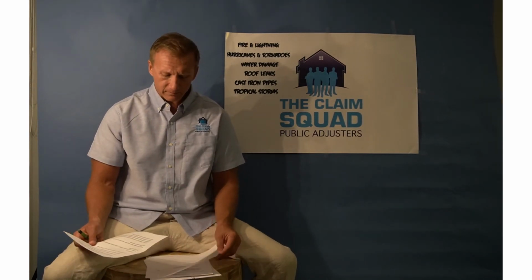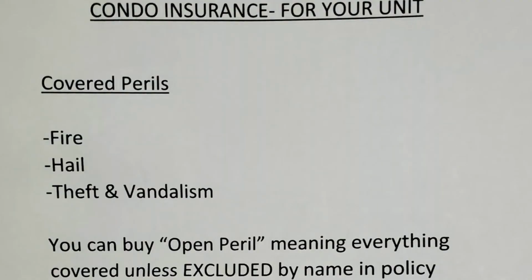Let me also put up the third part, which is we're going to talk about the covered perils. We talked about examples. Covered perils are basically those occurrences which the insurance company will cover. Now in a condo unit, that's fire, hail, water damage would be covered depending on the circumstance, theft and vandalism. And then as you can see, you can also buy, and this will depend on whether or not you think it's worth it by talking with your agent, what they call an open peril, which means everything's covered unless the policy says that it's excluded.